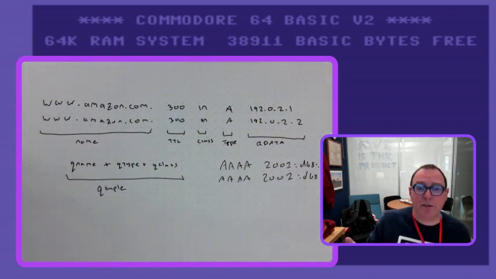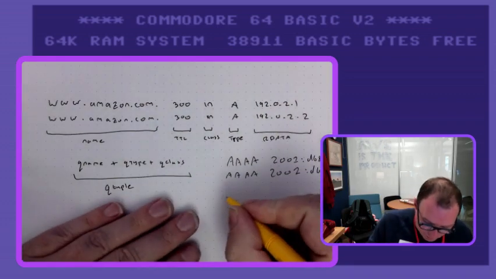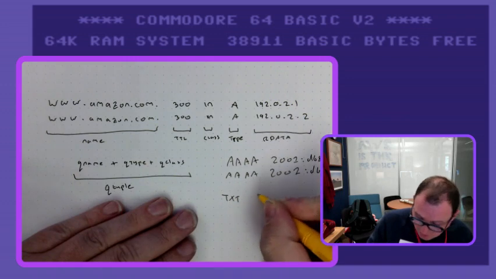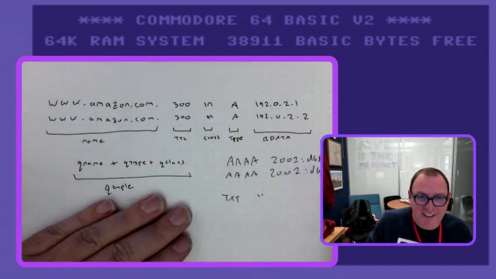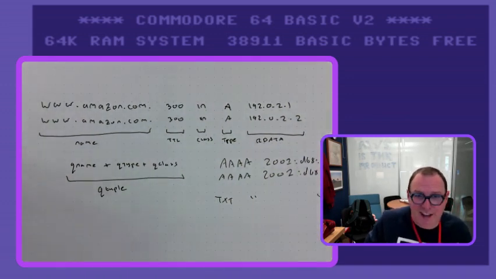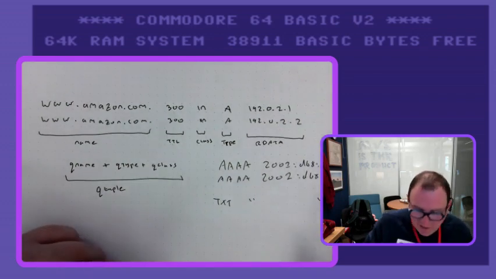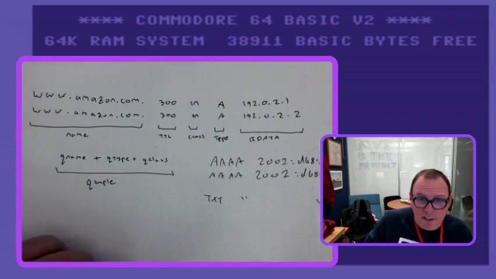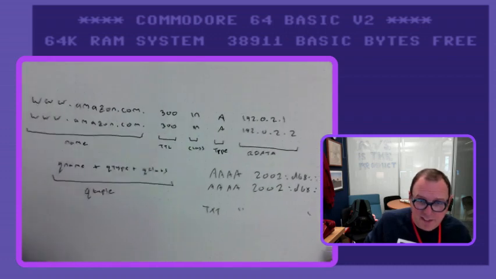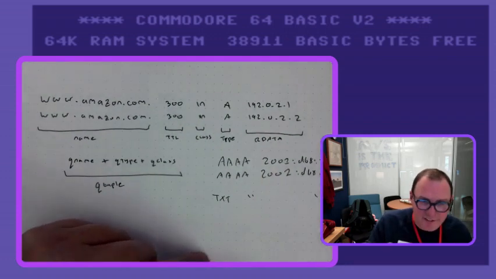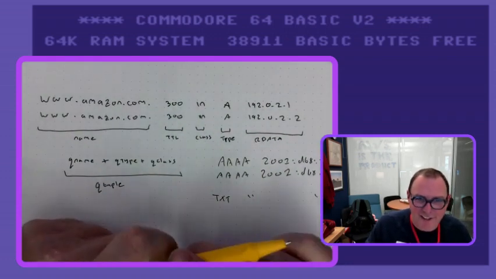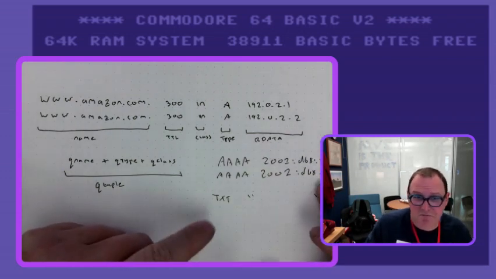But there are other query types, right? So one, for example, is text. And you can just put text in a DNS name, right? You can just have some arbitrary text there. It's used sometimes for verifying domains. You know, if you're buying a certificate, the CA might ask you to put this secret identifier in a text record to prove you own the domain, right?